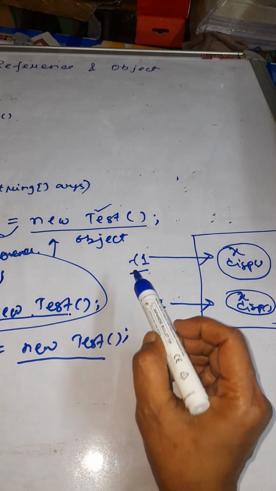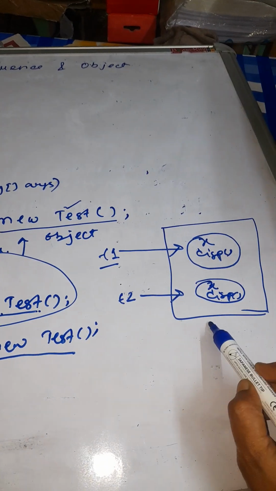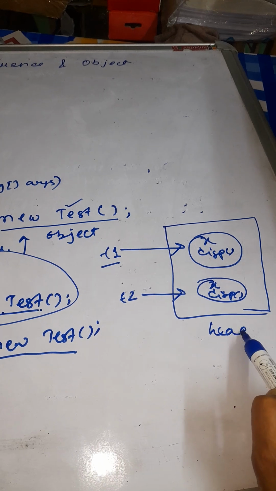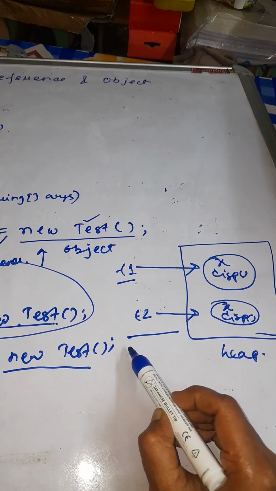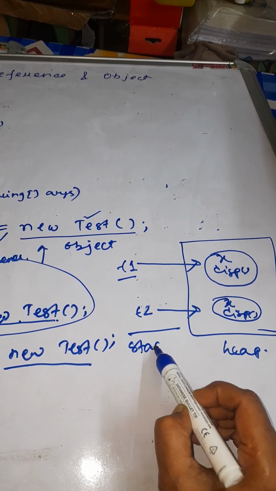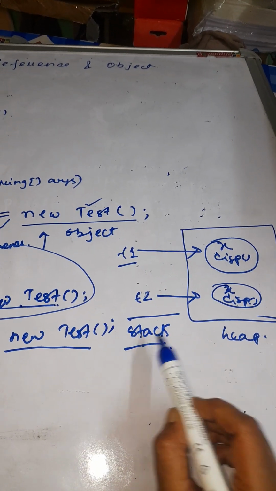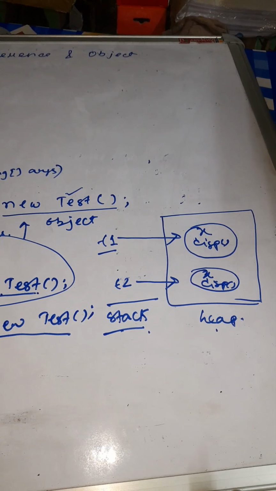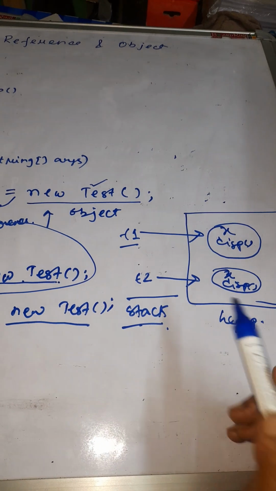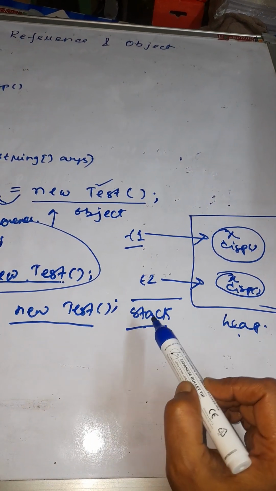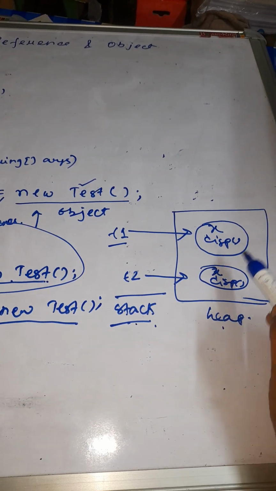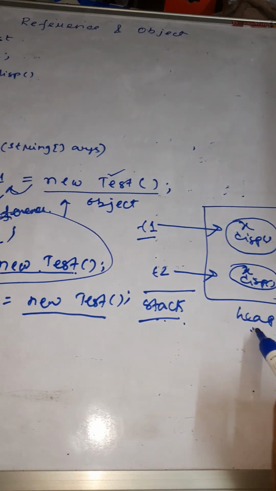Clear? And normally this is the heap memory where you store the object, and the reference type of variable will normally be stored within the stack type of memory. Clear? All of you know what is the stack and what is the heap. Already you studied that in data structures. So the reference type of variable is stored within the stack and the object is stored within the heap memory.